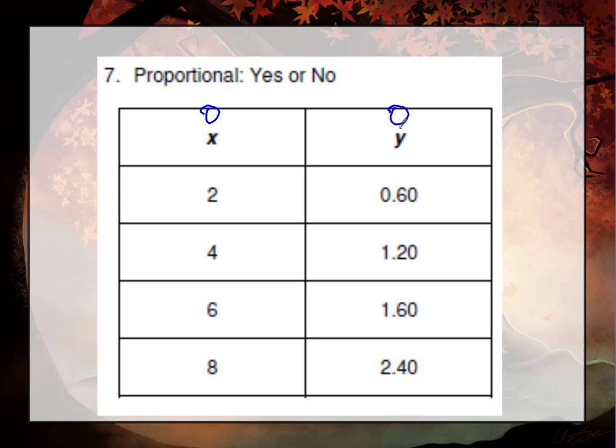So that's good. But now we have to look, is it consistent all the way down? So this is 0.6, 0.6. But this one right here is only 0.4, not 0.6, and then it's 0.8 here. So this side is not consistent. So this is not proportional.